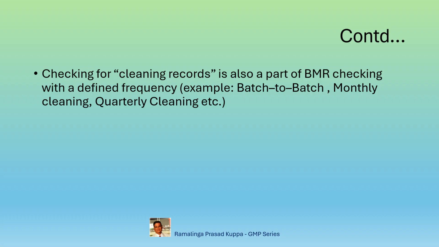Checking for cleaning records is also a part of BMR checking with a defined frequency. Example: batch to batch, monthly cleaning, quarterly cleaning, etc. This strategy is for dedicated equipment. The batch to batch cleaning may be a part of BMR itself. Monthly cleaning may be thorough cleaning every month. Quarterly cleaning may be completely dismantling the equipment and reassembling it after the cleaning. All these cleaning records should be checked as part of BMR review.